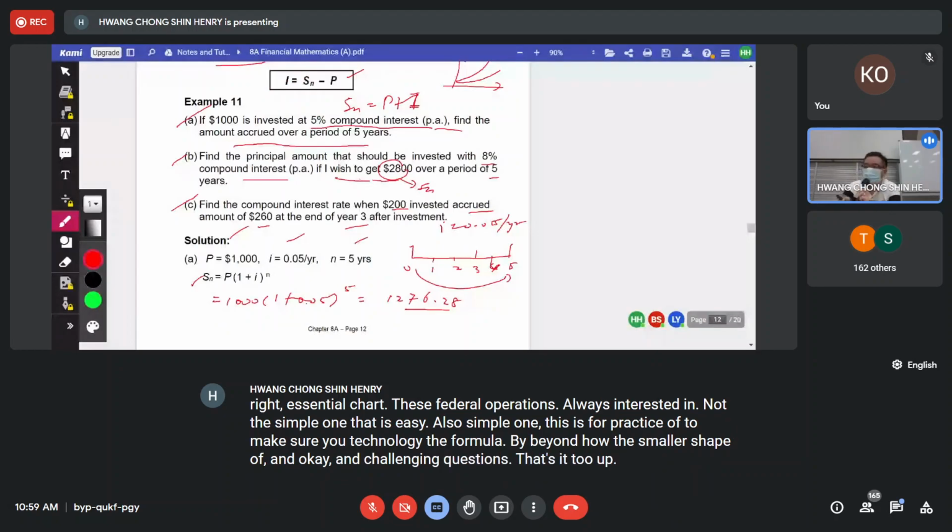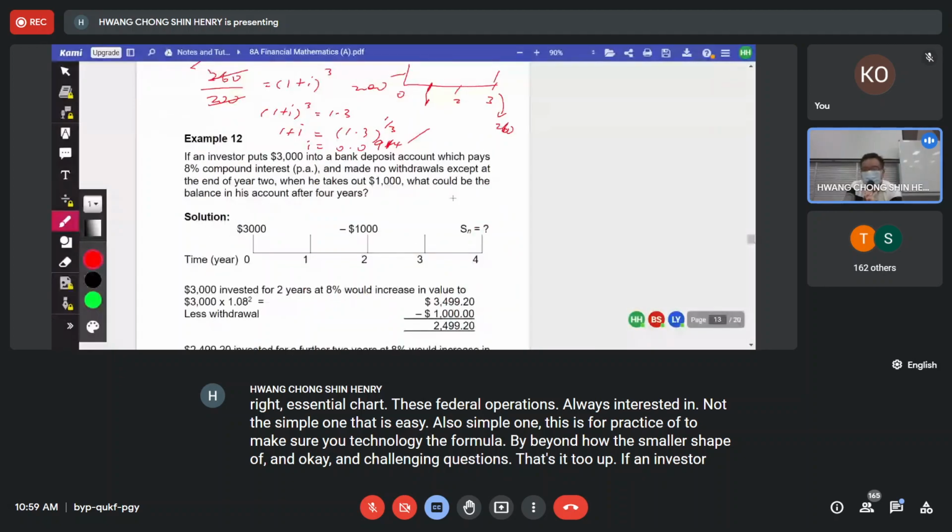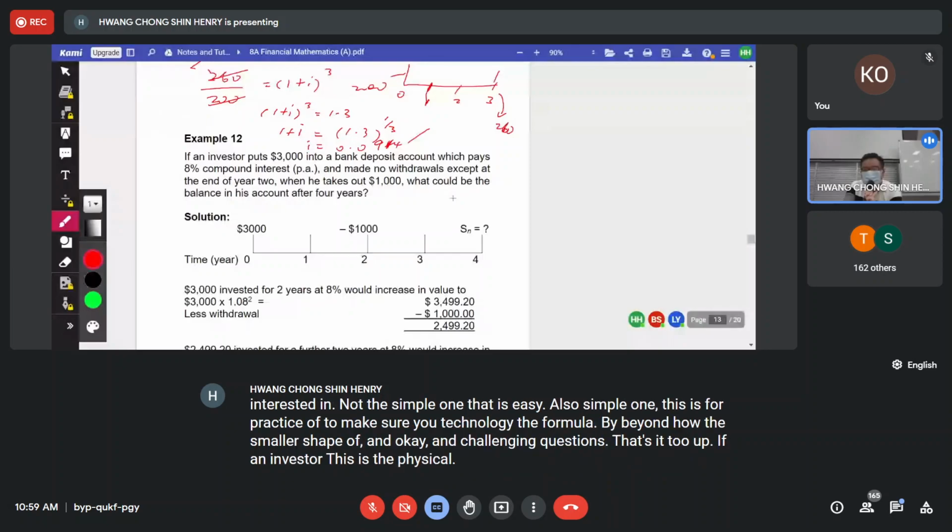Let's read through. If an investor deposits 3,000 to a bank, let us say here, this is your principal, at an interest rate per year, and leaves his money for some time.